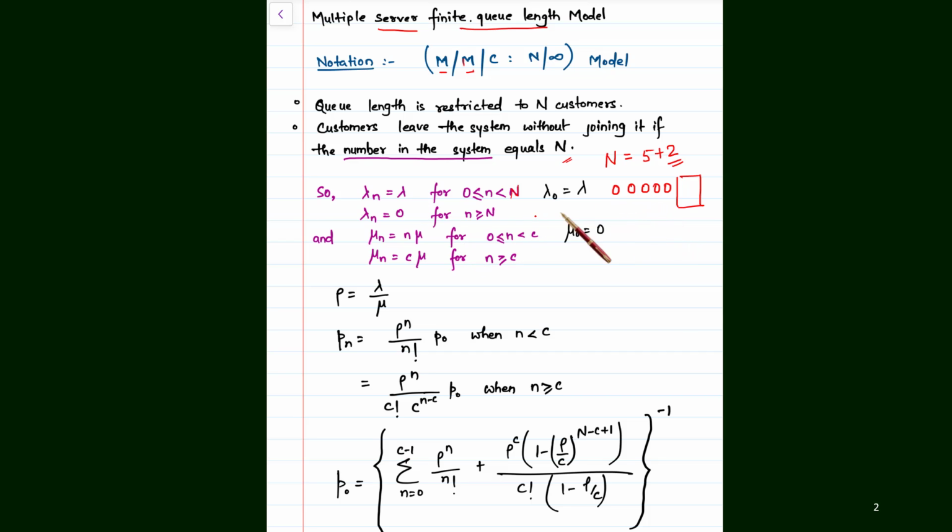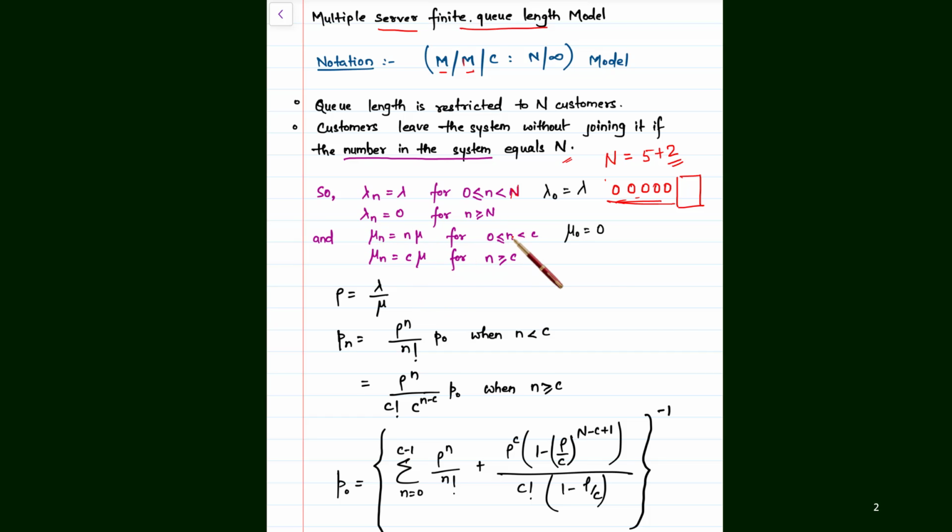But in case n is greater than or equal to capital N, that means if there are already 5 customers in the system, then what will happen? No person will come and join this queue. Is it clear? So then the arrival rate lambda n is equal to 0. Okay, so this is the case. Similarly for the service pattern.